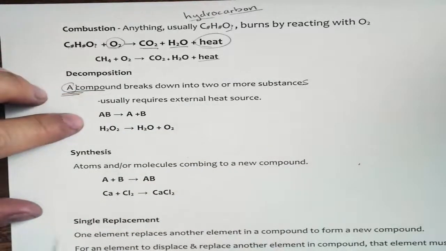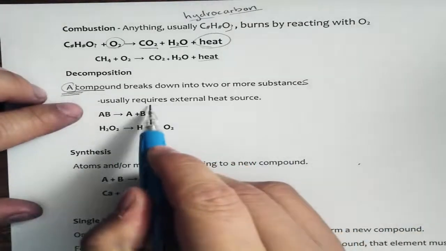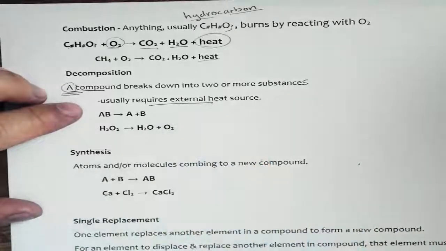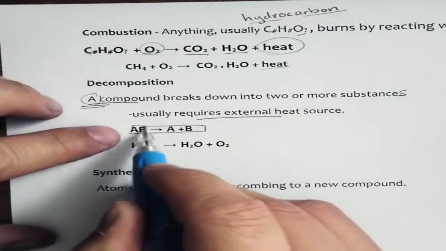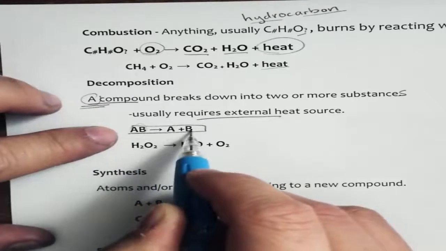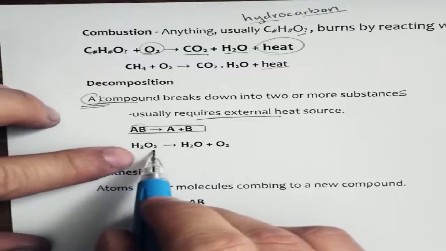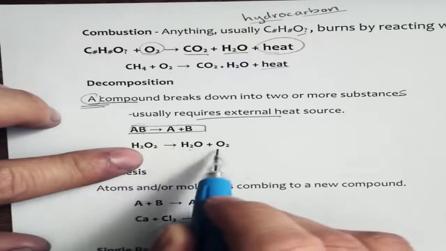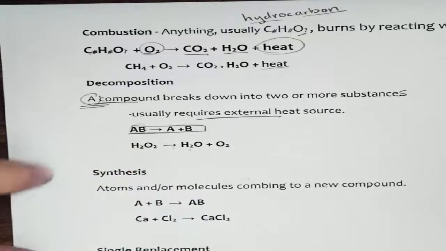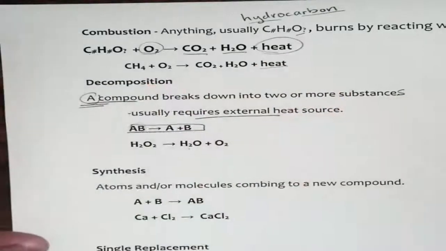In most cases, a decomposition reaction requires some kind of external heat source. That means we apply some kind of energy to get the reaction started. Of course, this AB is one compound broken down into A and B. A specific example of decomposition is hydrogen peroxide, H2O2, which is decomposed into water and oxygen gas. So that's decomposition: one compound breaks down into two or more substances.